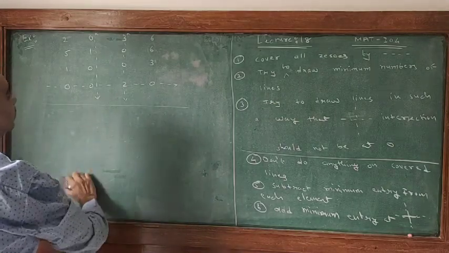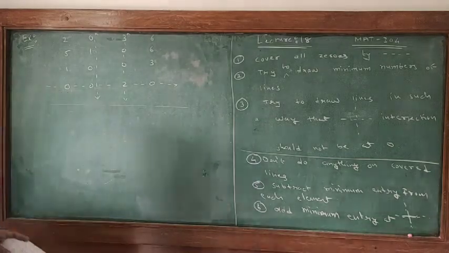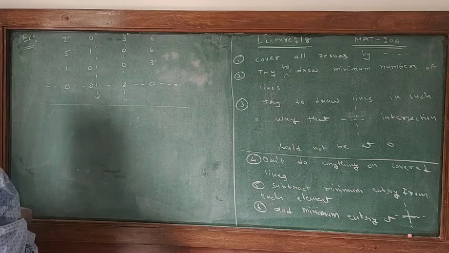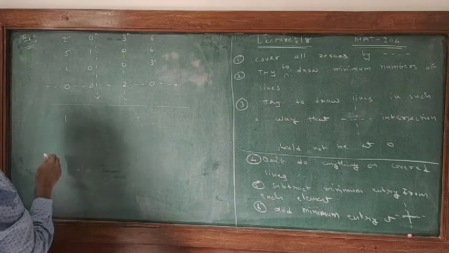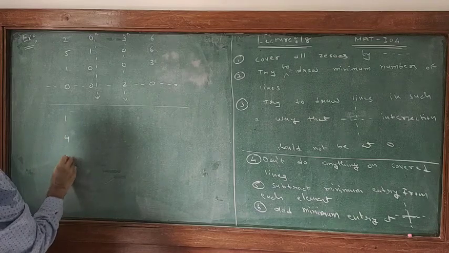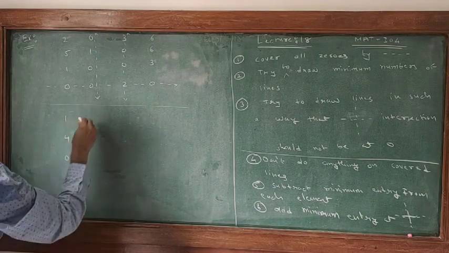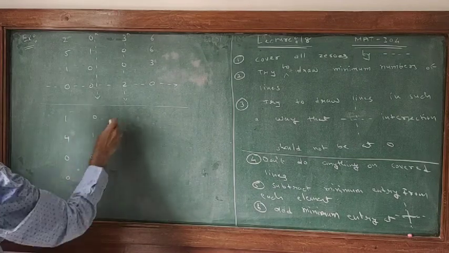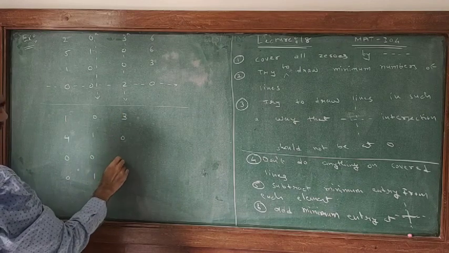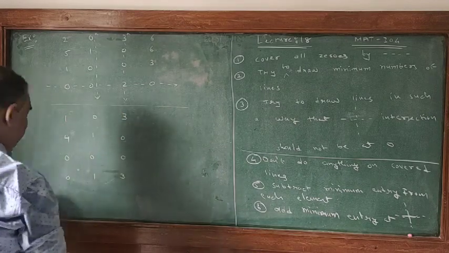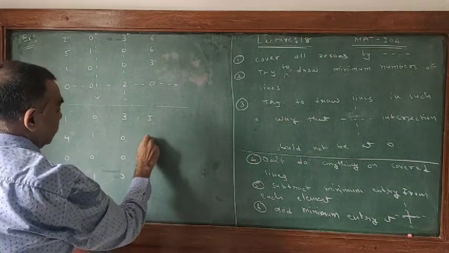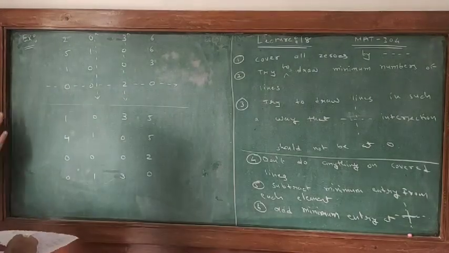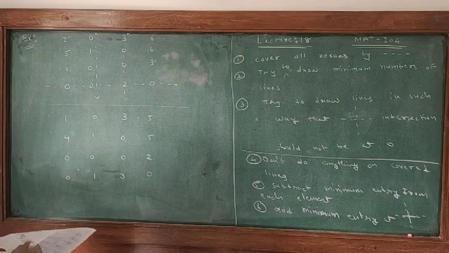Which one will be the minimum? I think 1 is minimum. One, 4, 0, 0, 0, 1, 0, 1, 3, 0, 0, 3, 5, 5, 2, 0. Now select the single 0 if it is there, the single 0.